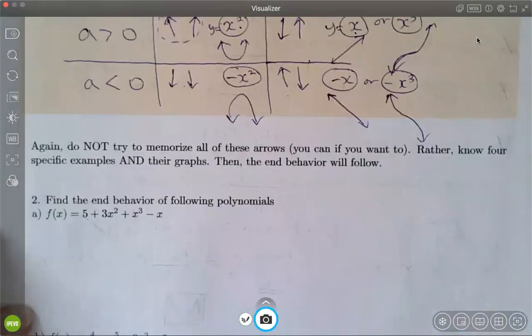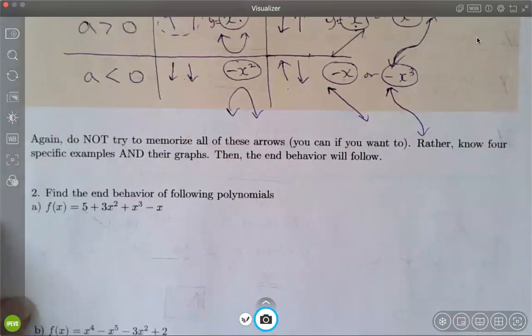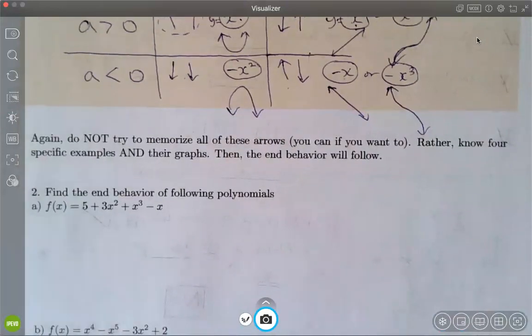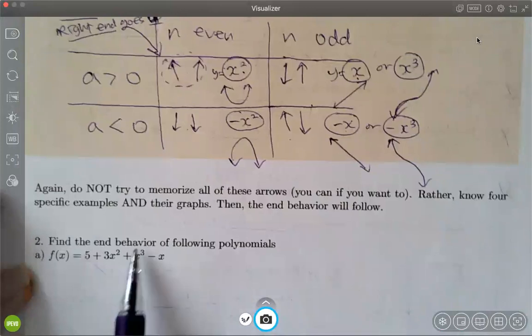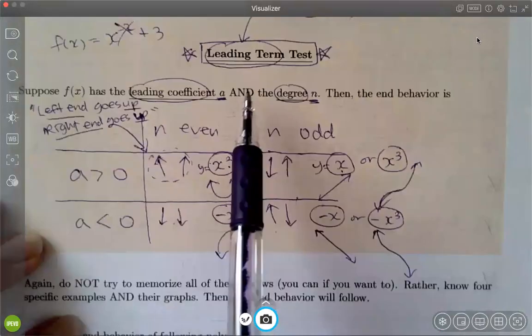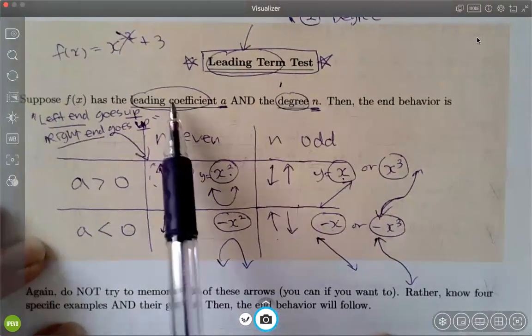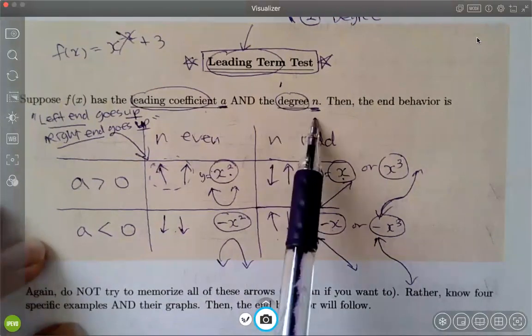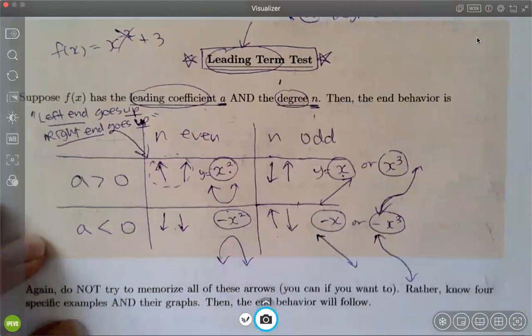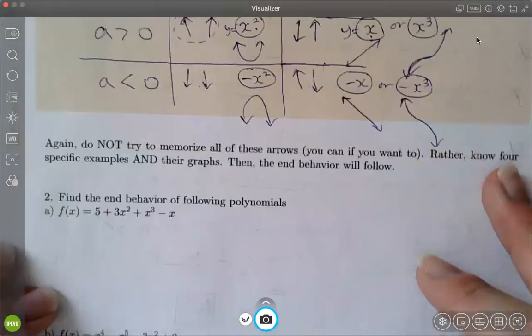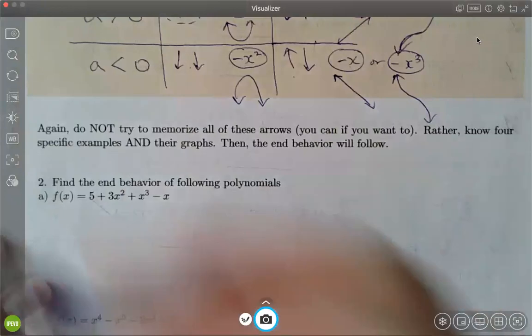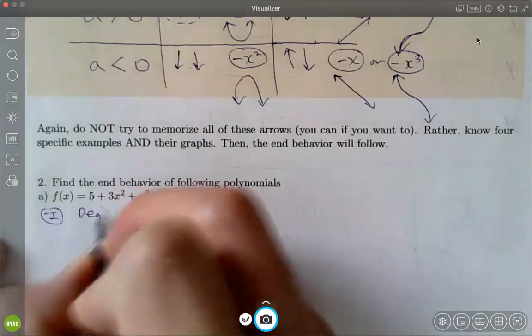So now let's do this problem. Find the end behavior of the following polynomials. Part A, f of x is equal to 5 plus 3x squared plus x cubed minus x. Now remember, to get the end behavior, we need to apply the leading term test. And to apply it, we need the leading coefficient and the degree, right? So we need to find the 2 things. Which one is easier to find? It's easier to find the degree first.